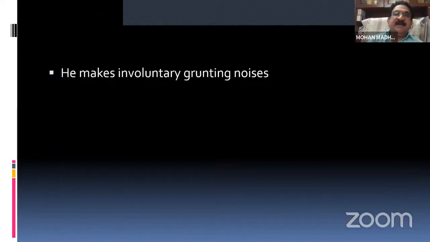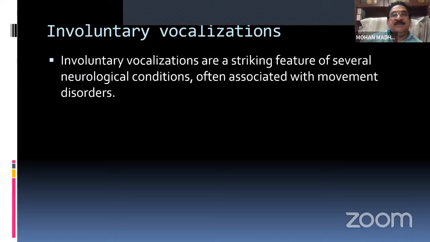So the patient makes involuntary grunting noises like that. If you ask him to stop, he will stop. But sometimes he continues to do that. This is another thing which is inconsistently seen in patients with extracranial disorders. So involuntary vocalizations are a striking feature of several neurological conditions.